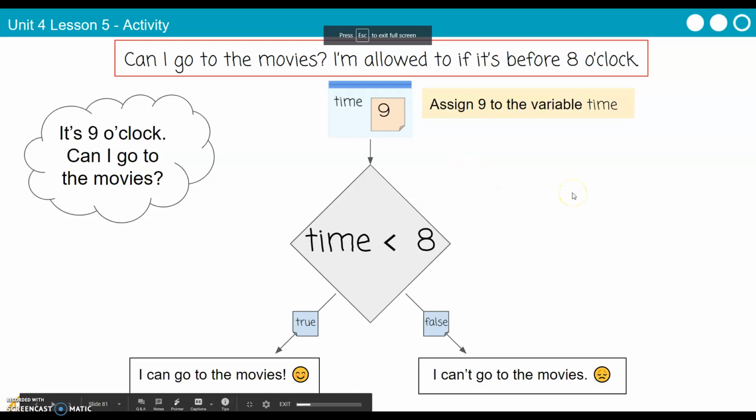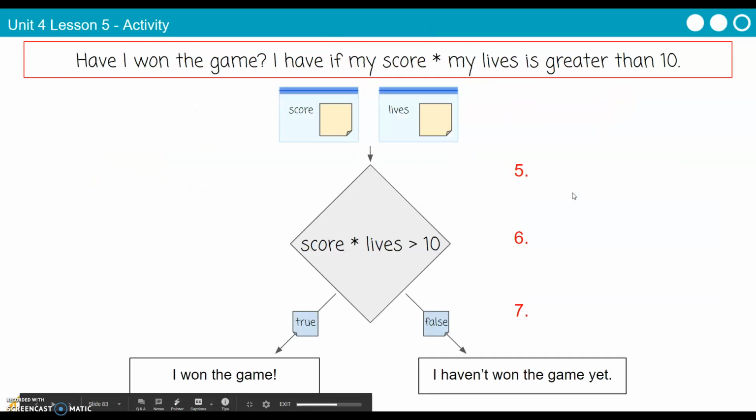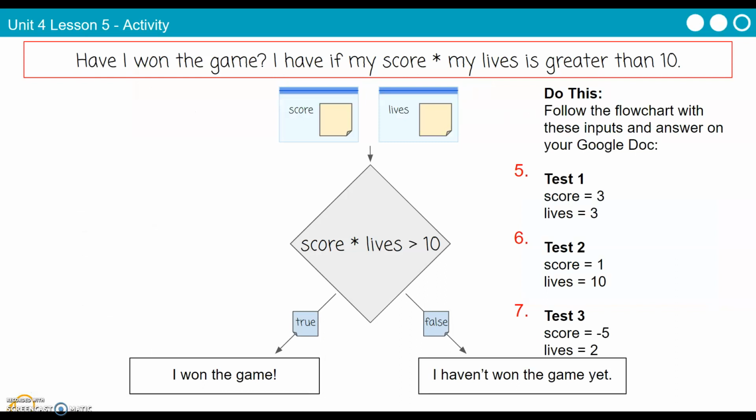This one, y'all need to see this, and I'm basically just going to give you the answer on this one. But you guys are making this one now. It says, have I won the game? I have if my score times my lives is greater than 10. So what you guys need to do is this. You guys need to create this flowchart.